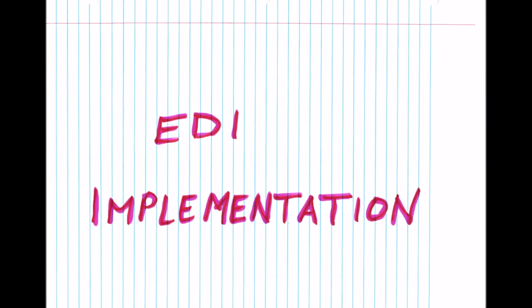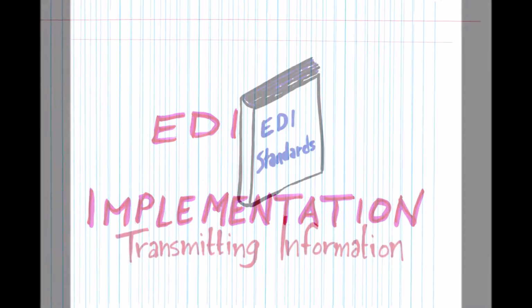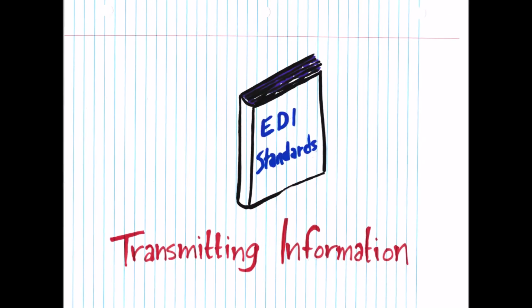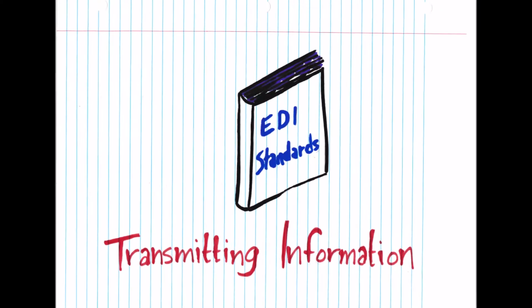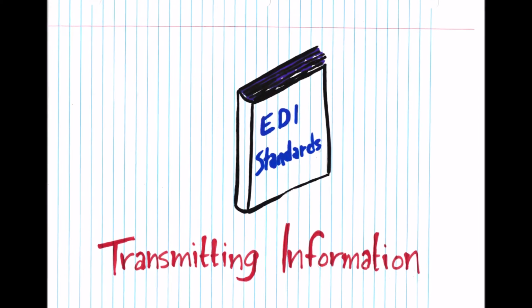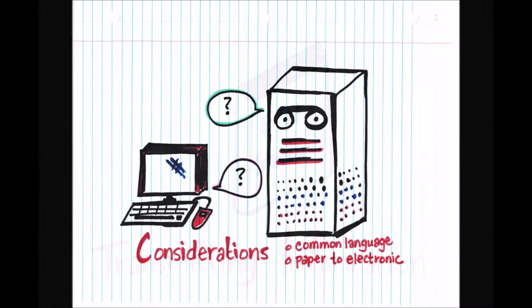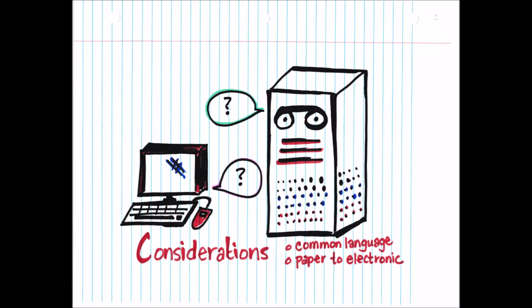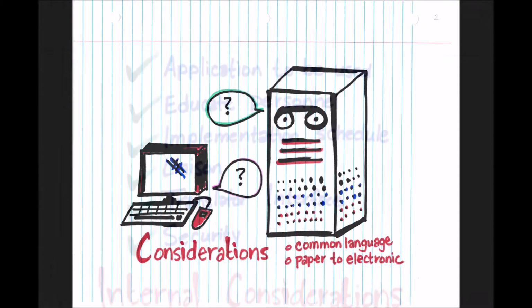Implementation, transmitting information. The X12 standards do not define how interchange partners shall establish the required communications link to exchange EDI data. Considerations. Since the format of data in one company's computer is different from another, a common language is required for interchange of data between the two computers. The conversion from paper documents to electronic interchange will impose issues and considerations in three major areas.